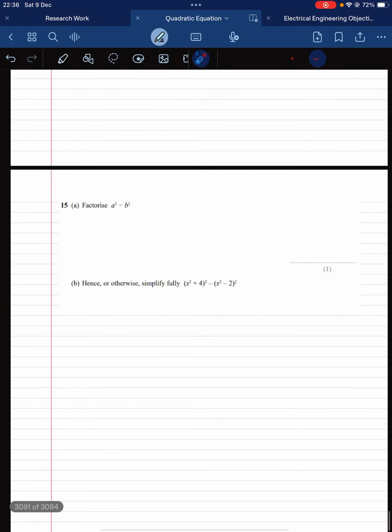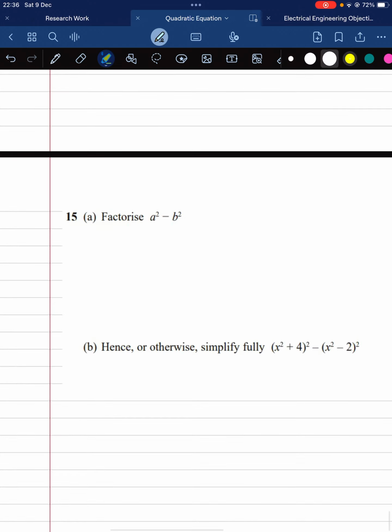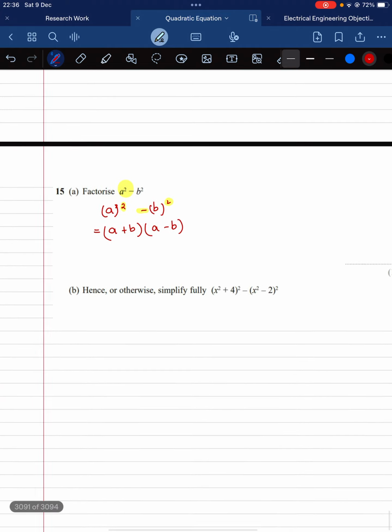Okay, the next question is a square minus b square. We have learned that when two terms are in the form of squares, and you can see that both of them are in square form, we can write it as a square minus b square. Now this is fulfilling our requirement. When both terms are squares and they have a minus between them, we write one bracket with positive and one with negative. This is what you need to do in part A.